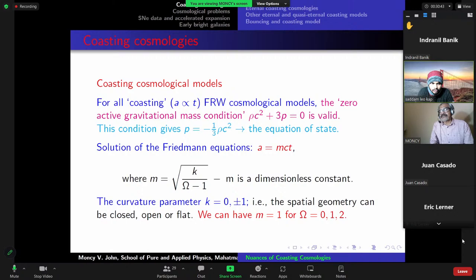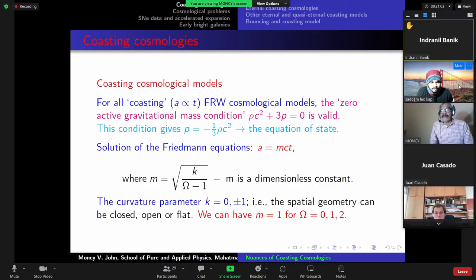All right, Indranil wants to ask something. Yes. So I wanted to ask a related question, which is probably not your area either, but it's related to Big Bang nucleosynthesis. How does that work in this model? Do you have any idea? Do you get a proportional to t even in the first few minutes of the universe in this model? In this model, yes.